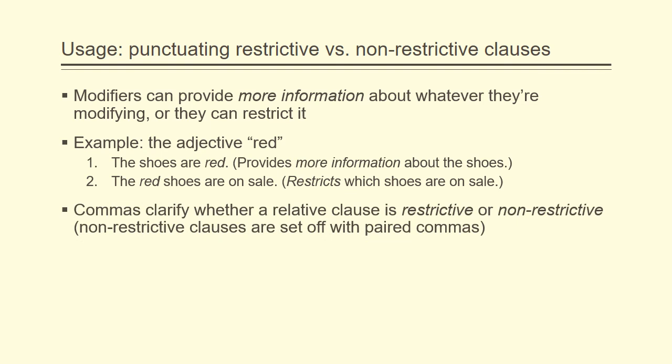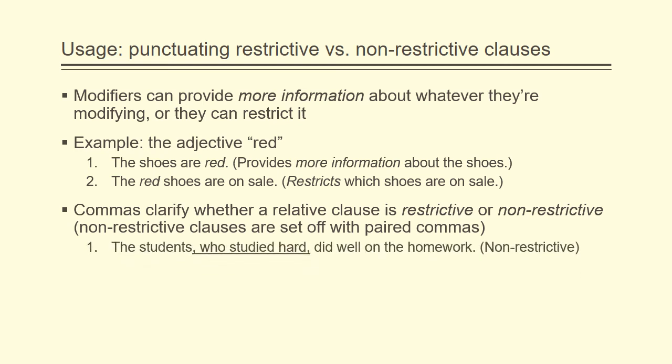And we simply use commas to clarify whether a relative clause is restrictive or non-restrictive. So non-restrictive clauses are set off with paired commas, and restrictive ones are not. For example, in the sentence "The students, who studied hard, did well on the homework," I have a non-restrictive clause. The implication here is that all the students that I'm talking about studied hard and they all did well on the homework.